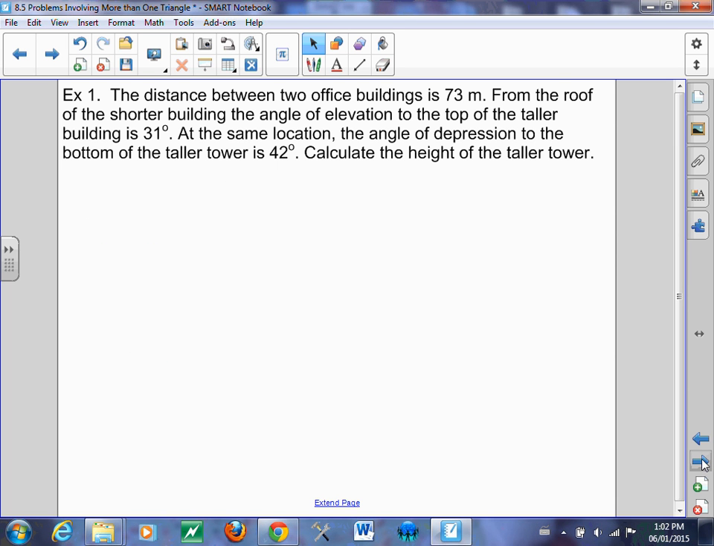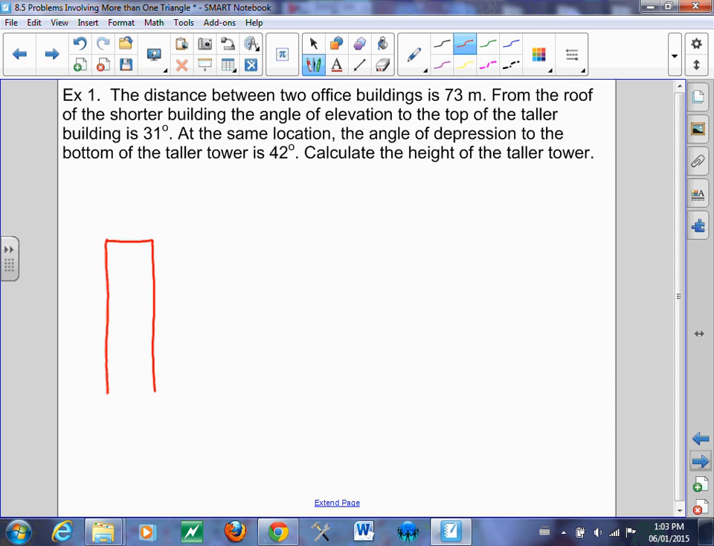So example 1: the distance between two office buildings is 73 meters. From the top of the shorter building, the angle of elevation, going up to the top of the taller building, is 31 degrees. Just so we don't get confused, we've got two buildings. One's taller, and I'll make this one smaller, on the same street. It says the distance between the two buildings, from here to here, is 73 meters.